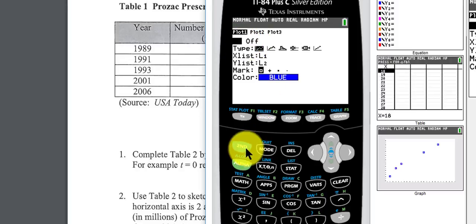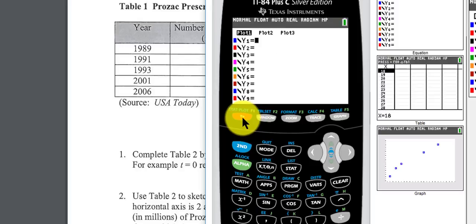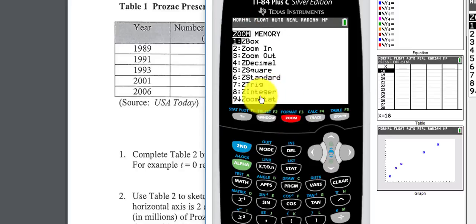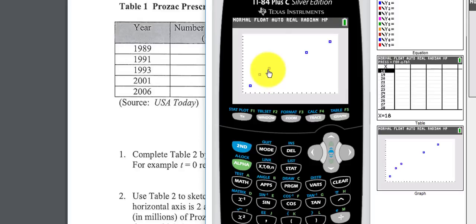But I think it's just quicker to press the Y equals and then just go up and down, right? Enter. My plots are off. Go up. Press enter, my plots are now on. Once your plots are on, if you press the zoom key and number 9 for stat plot, there we go.